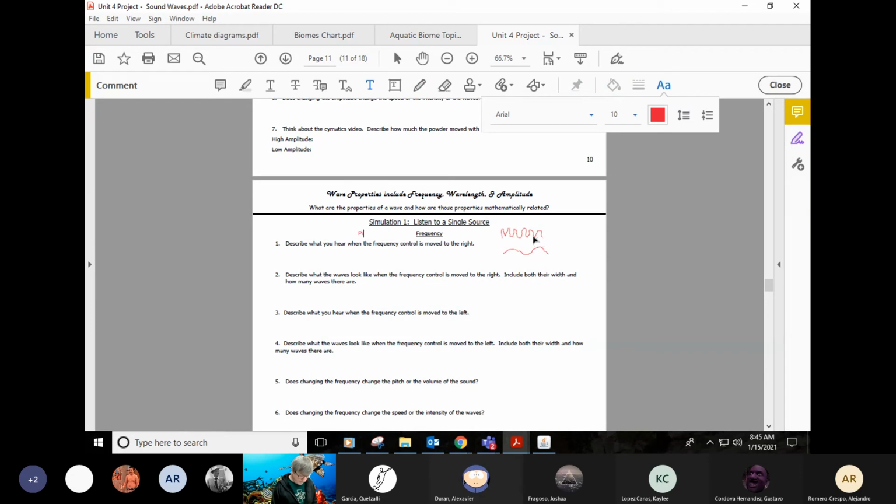Now for sound, this means that we have a different pitch. And as we'll see after finals, for light, this means we'd have a different color. Like this would be blue light, and this would be red light. Blue light vibrates much faster than red light, for example. But for sound, a fast vibration, a high frequency, gives a high pitch. And a low frequency, a slow vibration, gives a really low pitch.